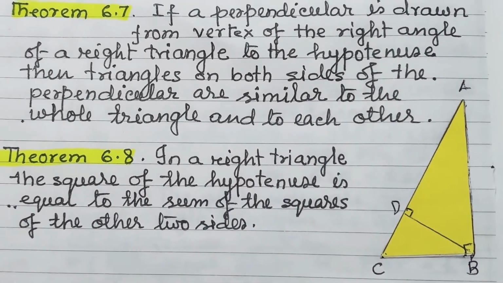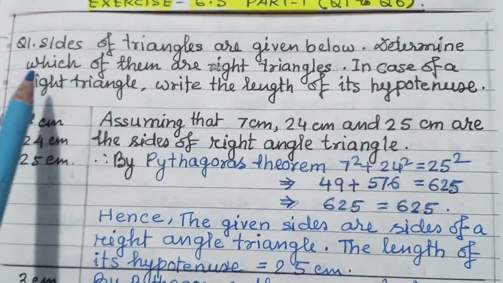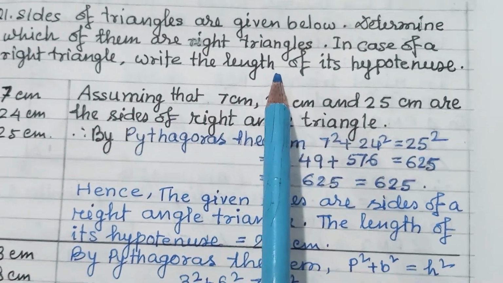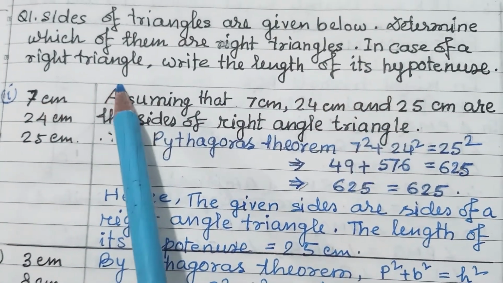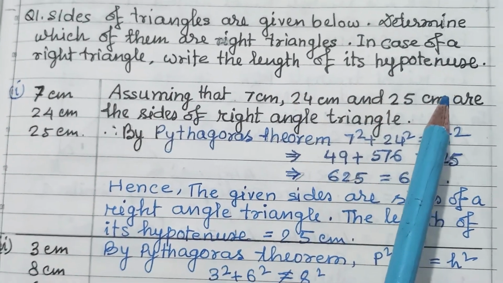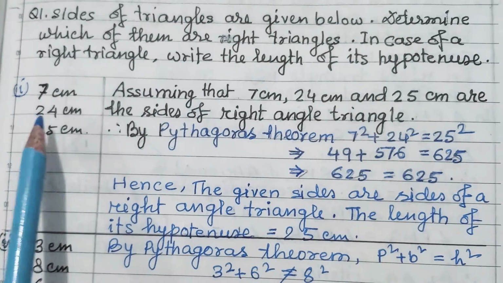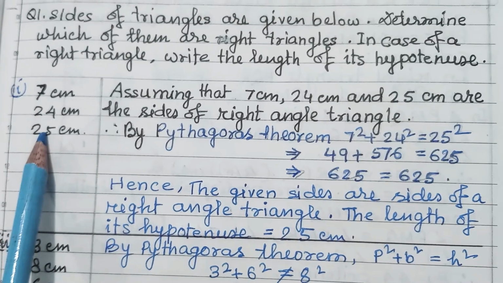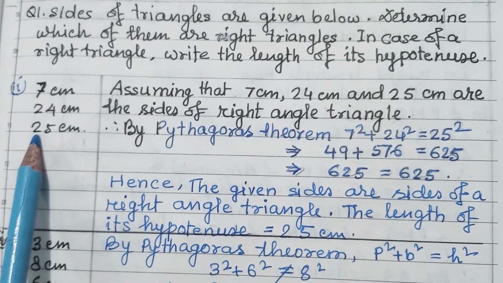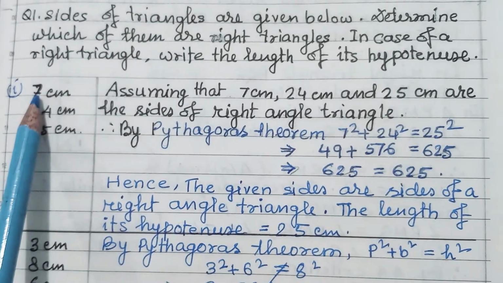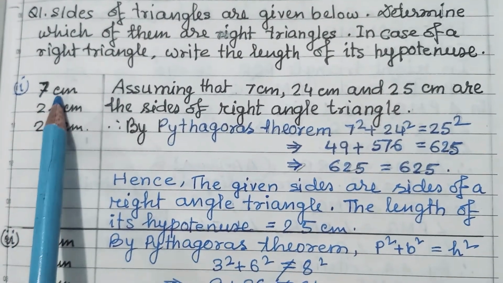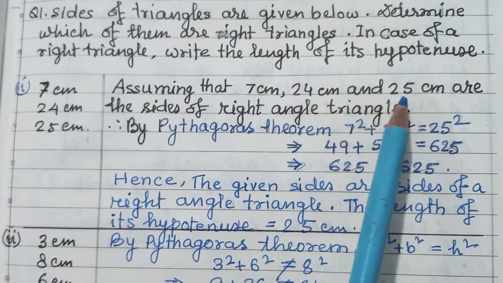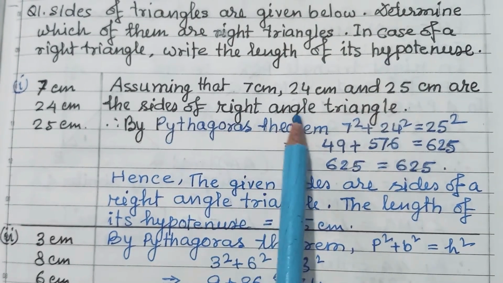Now one by one the questions. Question number 1: sides of a triangle are given below. Determine which of them are right triangles. In case of a right angle triangle, write the length of its hypotenuse. Now, the sides are 7 cm, 24 cm, 25 cm. We know the longest side is the hypotenuse. The other two are base and perpendicular; any one can be base and perpendicular, but the longest one is the hypotenuse. Assuming that these three sides are of a right angle triangle.